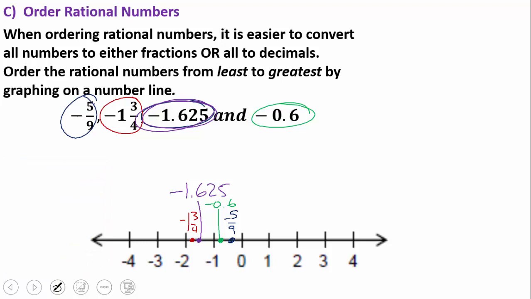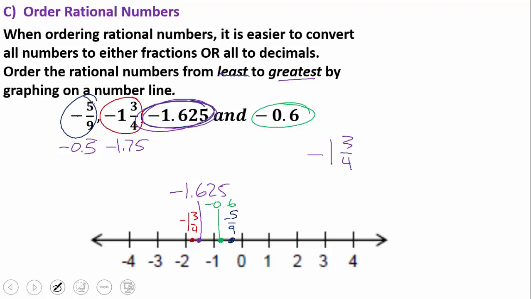So when I take 5 and I divide that by 9, I get 0.5 repeating. And when I take -1 3/4, I get -1.75. And then I've got -1.625 and -0.6. So now I can definitely see that the -1 3/4 is the smallest number if I'm going from least to greatest. So -1 3/4.